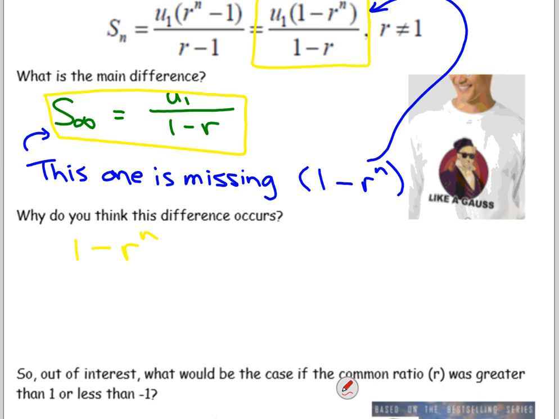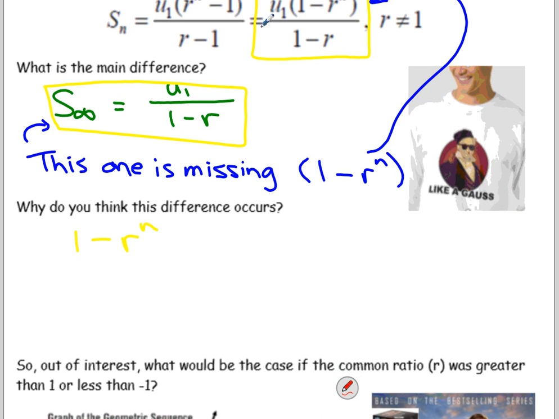So why do you think this part's missing from here? Notice that if n's approaching infinity, would you agree that n's becoming a huge number? Yep. As n approaches infinity, that's what that means. As n approaches infinity, n will become a huge number.